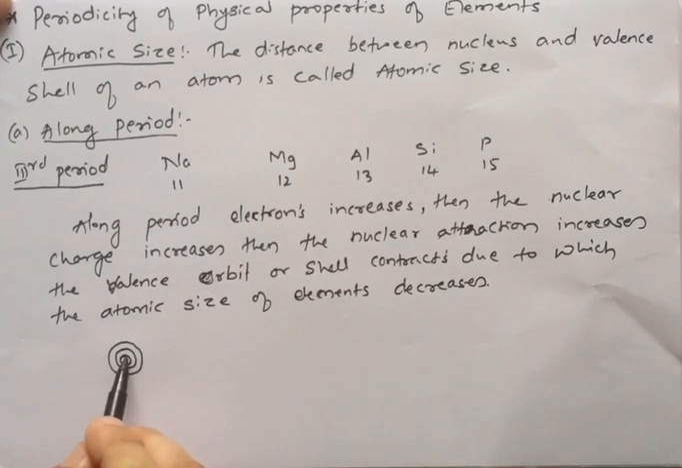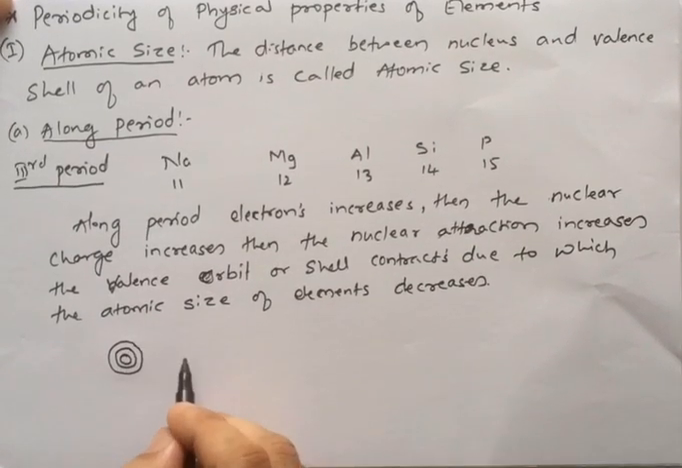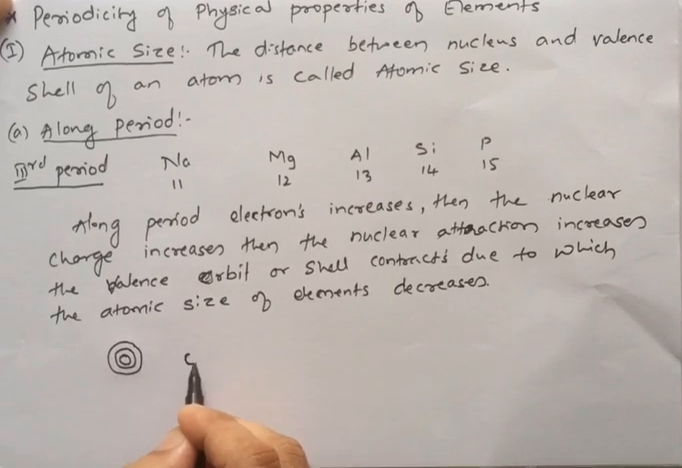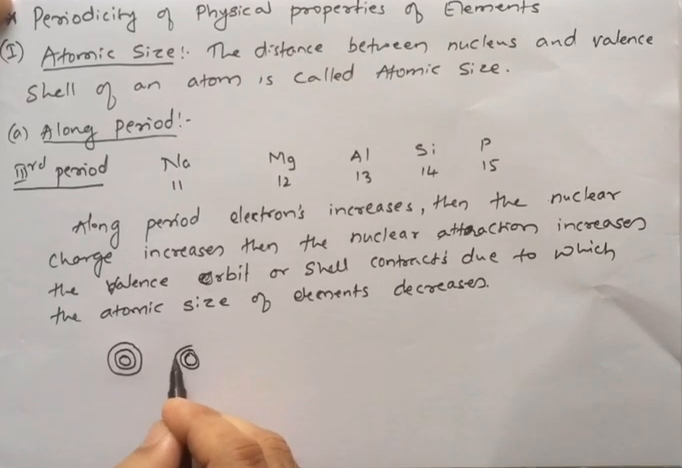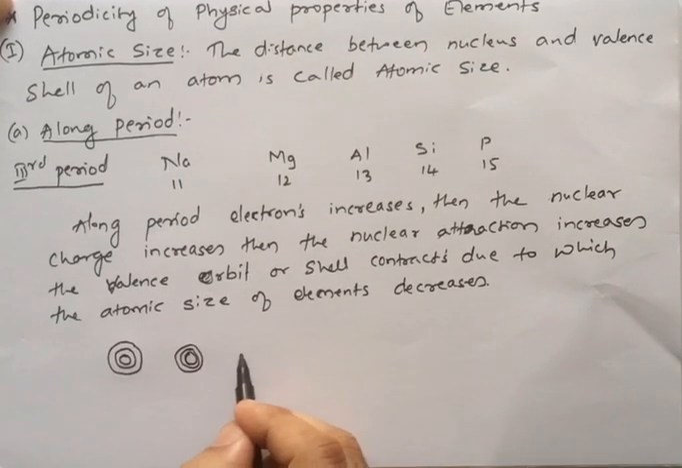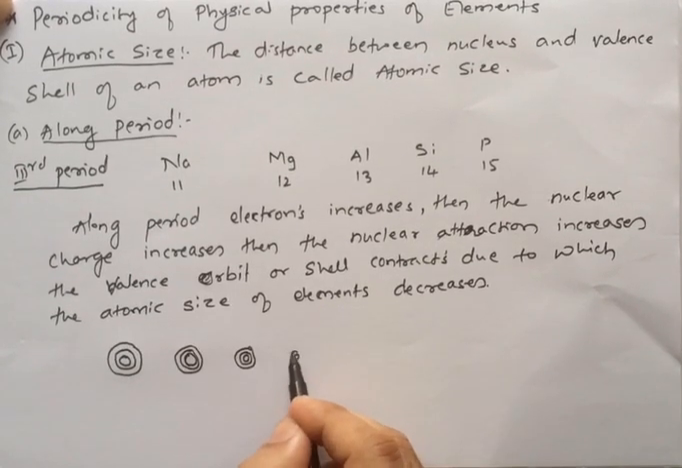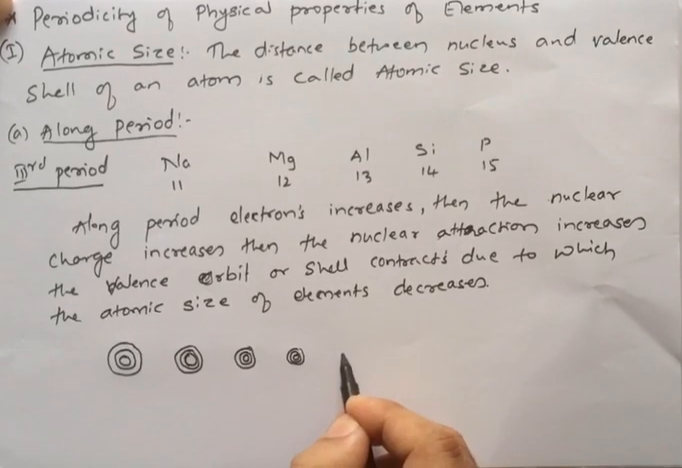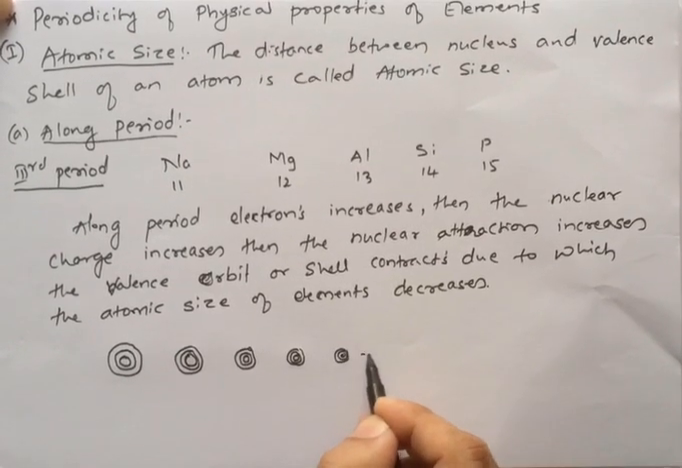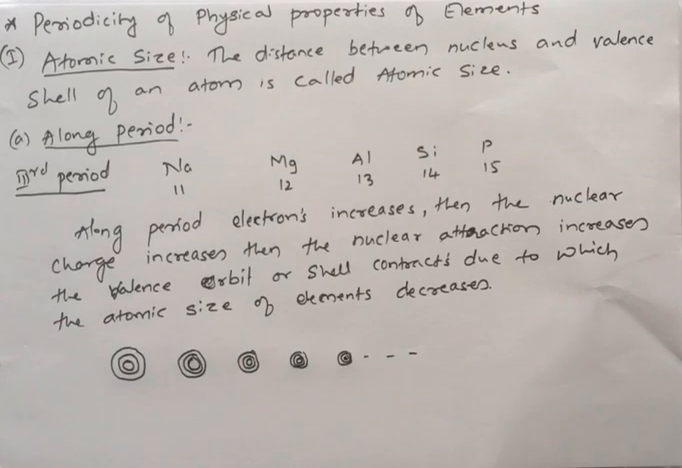orbits. Here there are 2 electrons, 8 electrons, 1 electron. The next, magnesium 1, 2 and 3. Then aluminum 1, 2 and 3. Then silicon 1, 2, 3. Then phosphorus 1, 2 and 3. So on. The atomic size decreases along the period because force of attraction or the nuclear attraction increases, so the valence orbit will contract. Okay, so this is along the period.